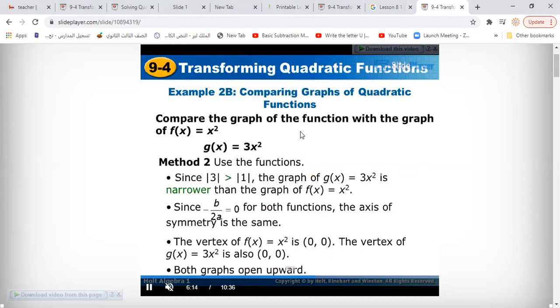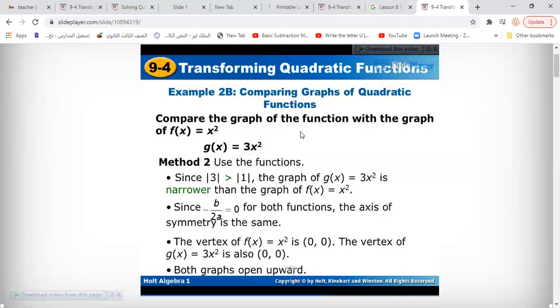This is another example. Compare the graph of the function g of x equals 3x squared with the graph of f of x equals x squared. We can note that g of x equals 3x squared is narrower than the graph of f of x equals x squared. Now we will find the axis of symmetry. For this one, the axis of symmetry is x equals 0. When we substitute back in x squared, you will discover that both of them have the same vertex, which is 0 and 0.